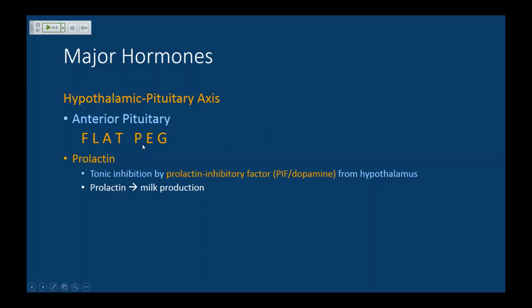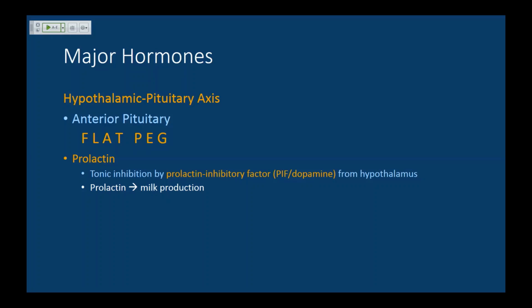Okay, moving on to the direct hormones of the anterior pituitary. We have prolactin. Prolactin allows for lactation because it is responsible for milk production. Coupled with oxytocin, which is responsible for milk ejection, the combination of prolactin and oxytocin allows for nursing. You have milk production from prolactin, and then you have milk ejection from oxytocin.